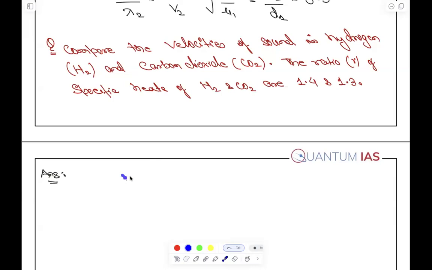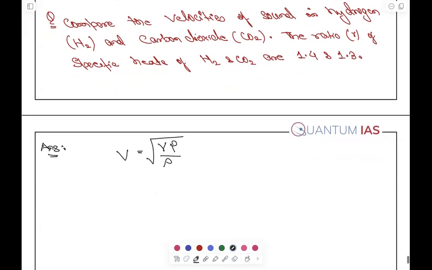What was the velocity here? We have seen the velocity was gamma p by rho. Gamma p by rho. What do we have to find? Calculate the velocity of hydrogen versus carbon dioxide. So velocity of hydrogen by velocity of carbon dioxide.